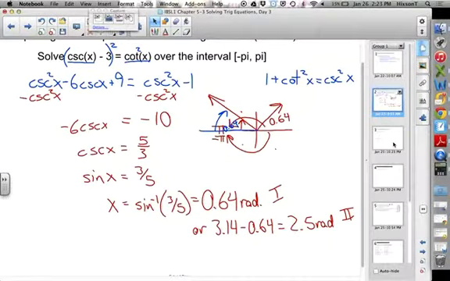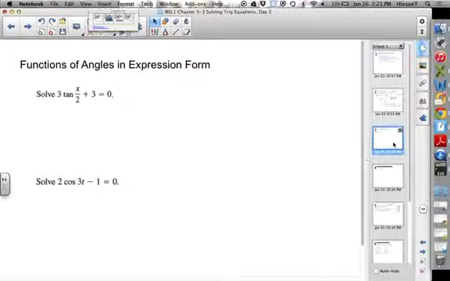So, on to the new things, okay? The new stuff for today. What I want to look at today are situations where the angle we're taking a trig function of is actually an expression. So in this case, we're taking 3 times the tangent of x over 2 plus 3 equals 0. And 2 times the cosine of 3t minus 1 equals 0.